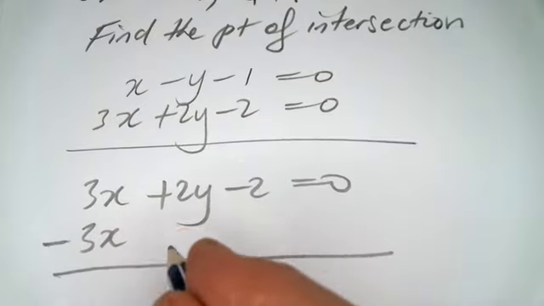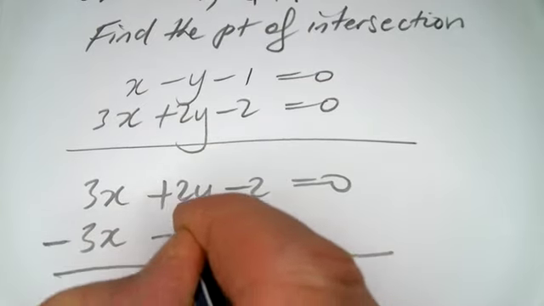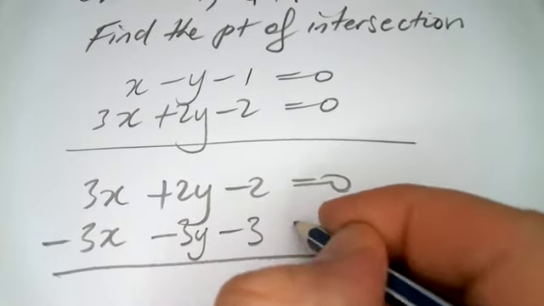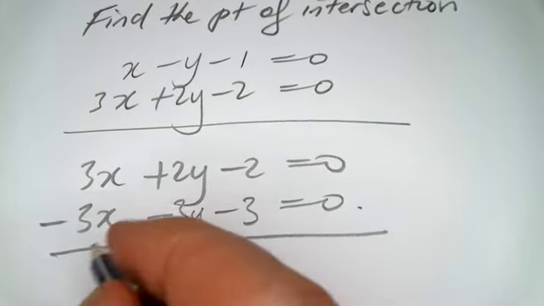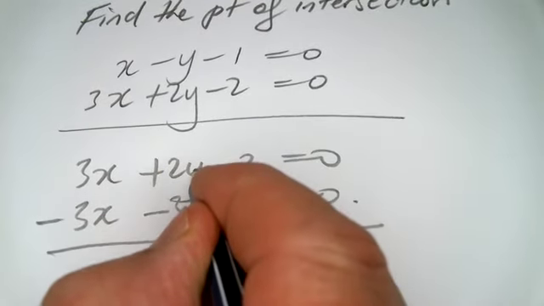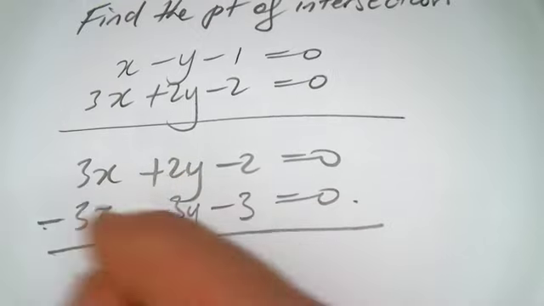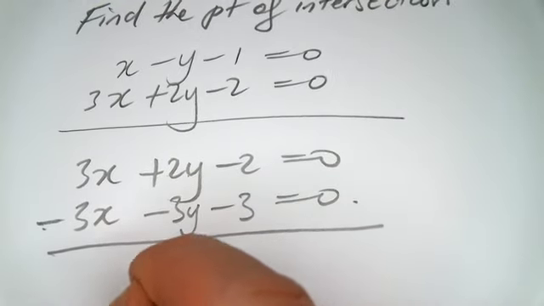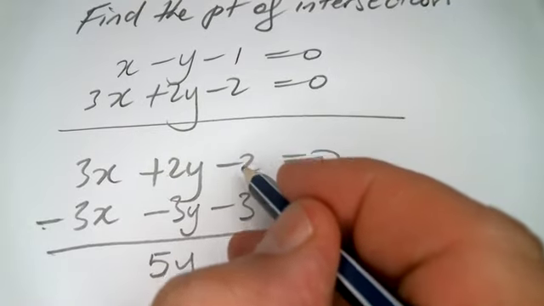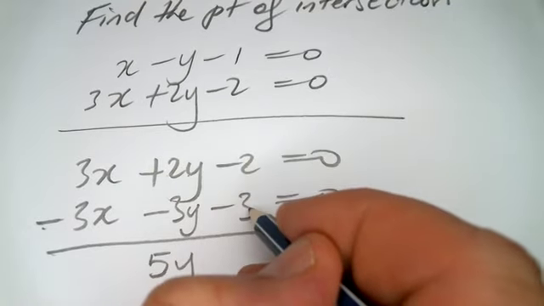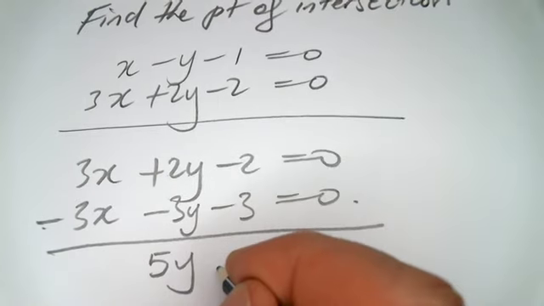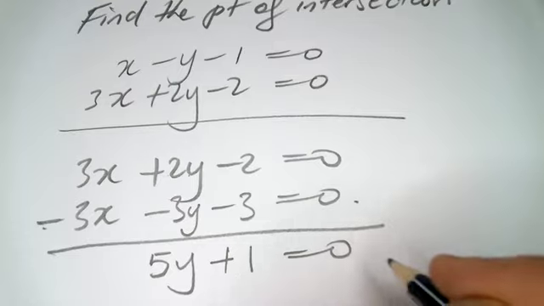So 3 times negative y is going to be negative 3y. And 3 times negative 1 is going to be negative 3. And that is going to equal 0. So 3x minus 3x is 0. That's gone. 2y minus negative 3y is plus 5y. And I've got negative 2 minus negative 3, which is the same as saying 3 minus 2, which is going to be plus 1, is equal to 0.